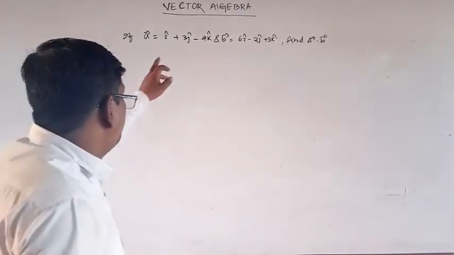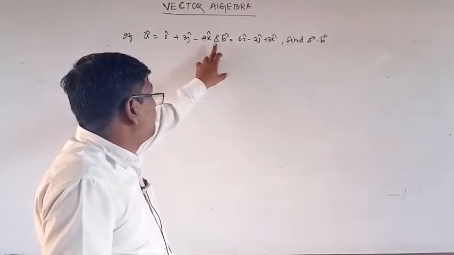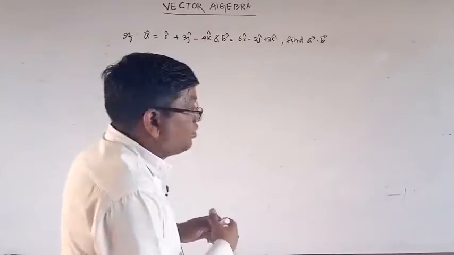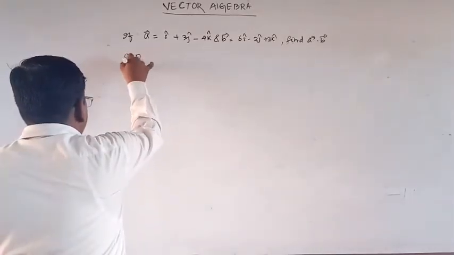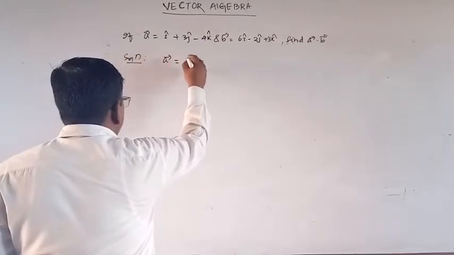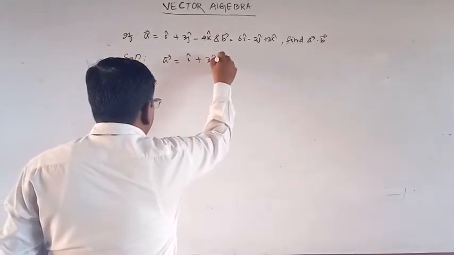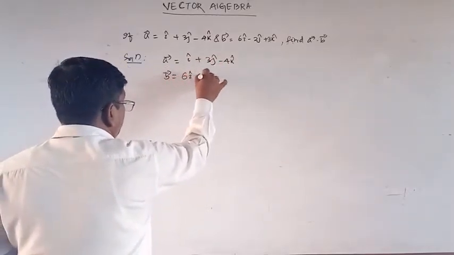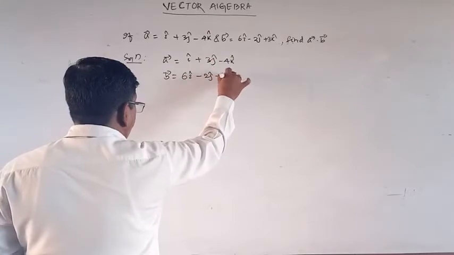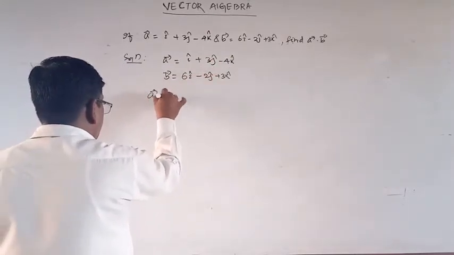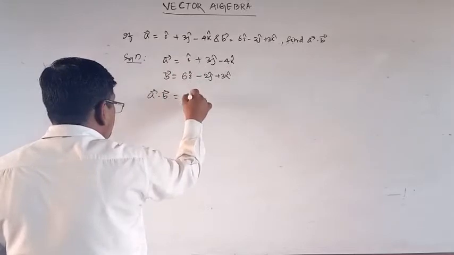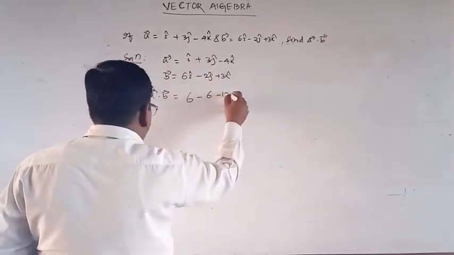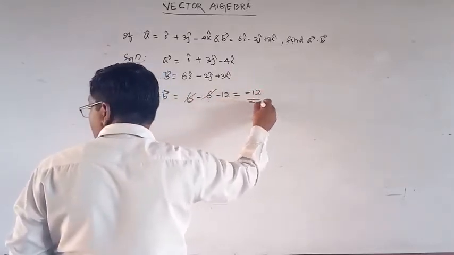Now if vector A equals i cap plus 3j cap minus 4k cap, and vector B equals 6i minus 2j plus 3k, find A dot B. Solution: A vector is equal to i plus 3j minus 4k and B vector is equal to 6i minus 2j plus 3k. Now A dot B is equal to what? 6 into 1 is 6, 3 into minus 2 is minus 6, and minus 12. So this is minus 12. It is a scalar quantity.